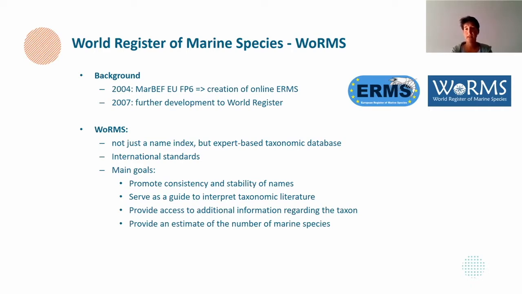WoRMS also provides access to additional information regarding the taxon or the name that is there. That's a wide range of additional information. I will also get back to that in the next slides. And through building this World Register of Marine Species, we can also provide an estimate of the number of marine species that are living right now or that we already know of.